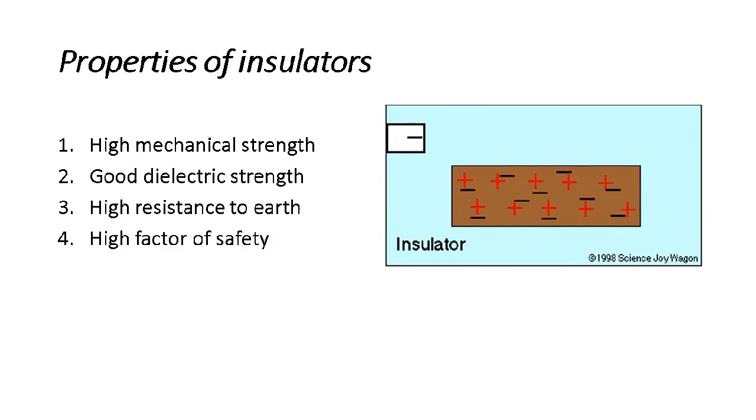The fourth property is a high factor of safety. Now what is the factor of safety? Factor of safety is the ratio of puncture voltage divided by flashover voltage. That is called the factor of safety. This factor should be as high as possible. When I say the factor of safety should be as high as possible, it means that your puncture voltage should be as high as possible and your flashover voltage should be as low as possible.